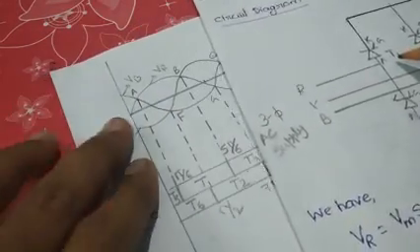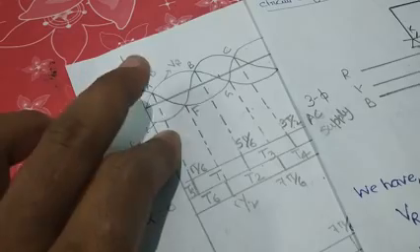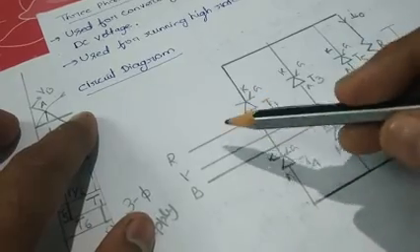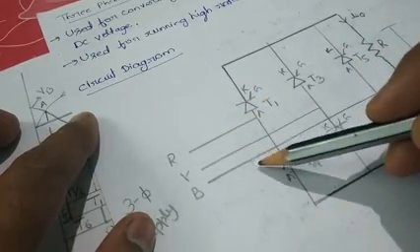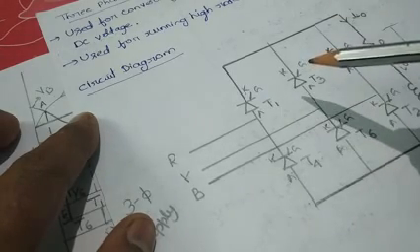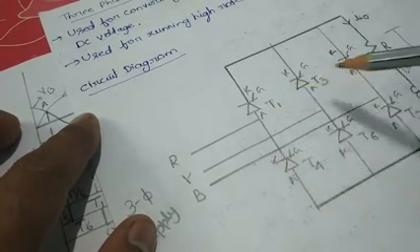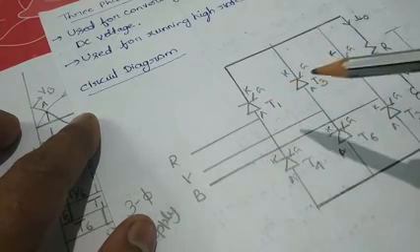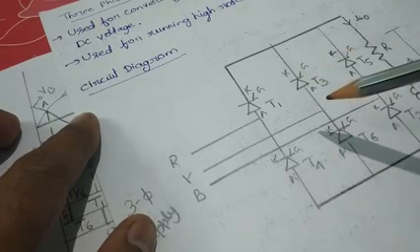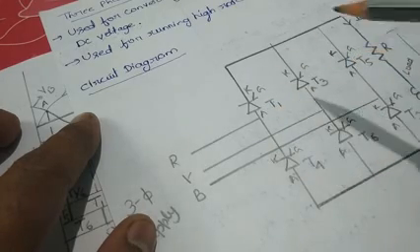See, from origin to A, both R phase and B phase are positive. But since R and B both are positive, T1 and T5 cannot get turned on simultaneously. The reason is that if they get turned on simultaneously, then R phase and B phase will get shorted. Now this can't happen. So only one of the SCRs, either T1 or T5, will be turned on.